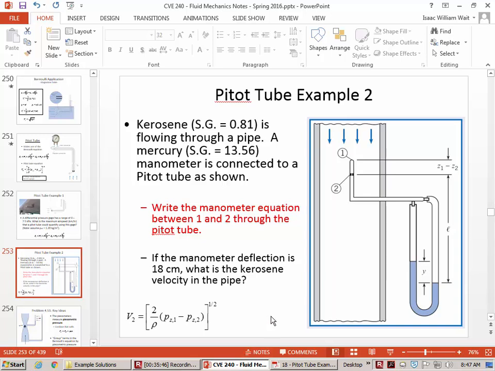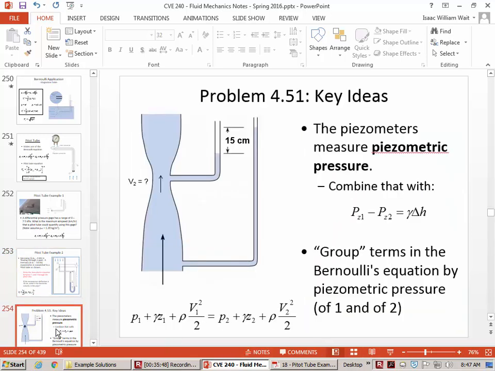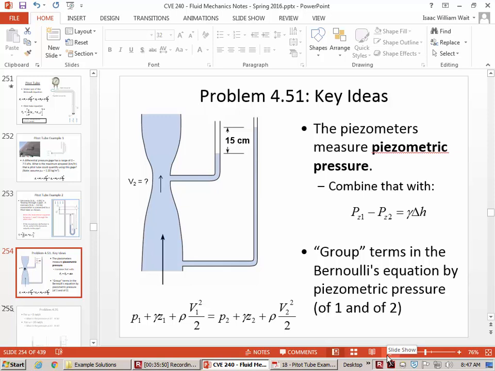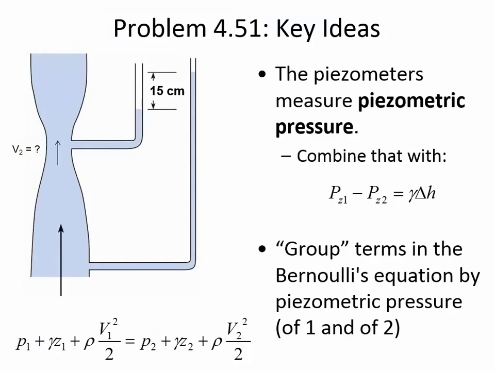I want to give you some tips on a homework problem. I'm not going to see you again until after spring break because today's Tuesday and we don't meet on Thursdays. So you've got a long time between when we meet again. So here are some key ideas from one of the problems that you've got. We've got stagnation tubes that are measuring a difference in pressure. And what these stagnation tubes, also known as piezometers, are measuring is not just the pressure itself, but the piezometric pressure.